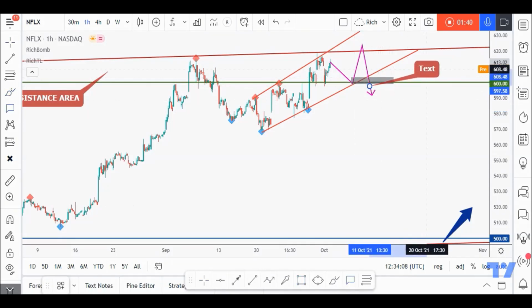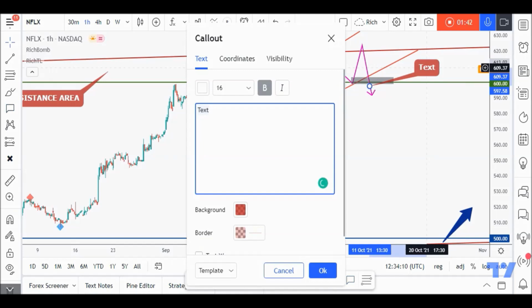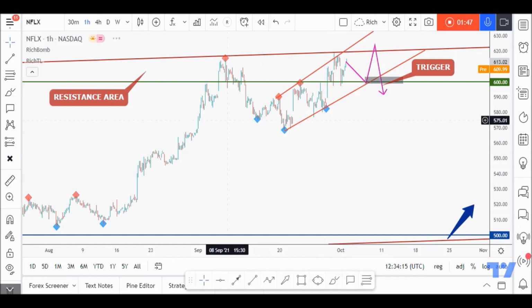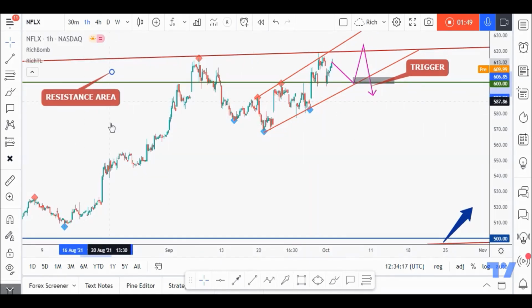For those who don't, you can check my previous analysis. So here's our trigger, and we are looking for sell stops in the first place because price is currently sitting at around a resistance area.